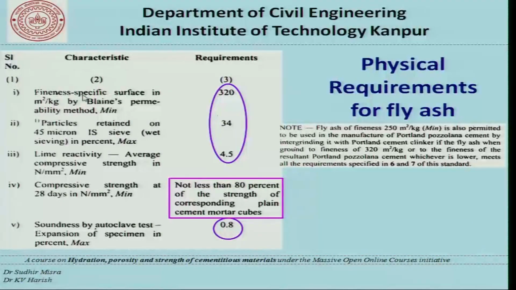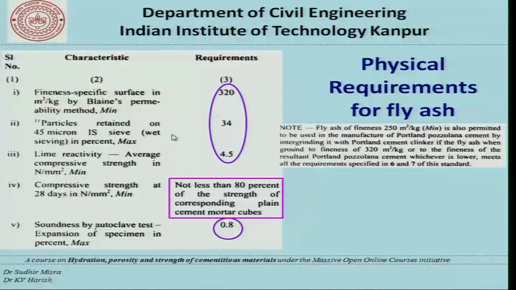Now if you take the fineness, which is expressed in terms of specific surface area measured by Blaine's permeability method. Remember that in the previous lecture we have seen that Blaine's permeability apparatus can be used to measure the fineness of fly ash, like how we determine it for cement also. So the fineness of fly ash at a minimum should be 320. This is a very important factor, and this is expressed in meter square per kg. So 320 meter square per kg should be the minimum fineness of fly ash when it is measured by Blaine's permeability method.